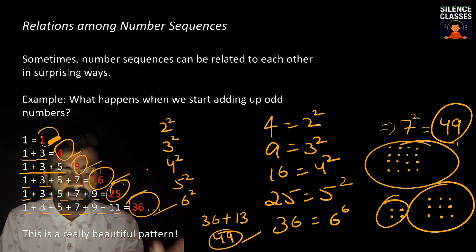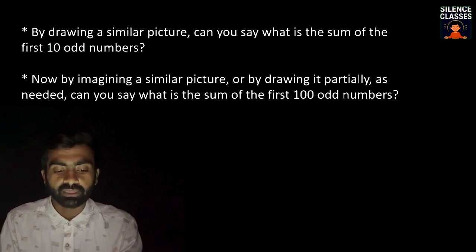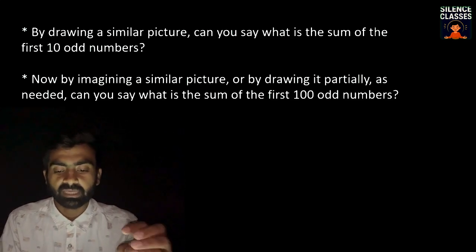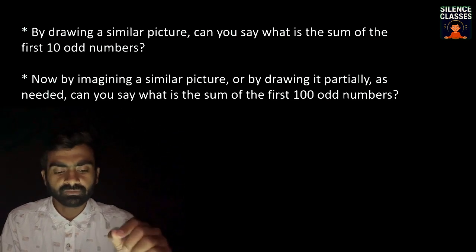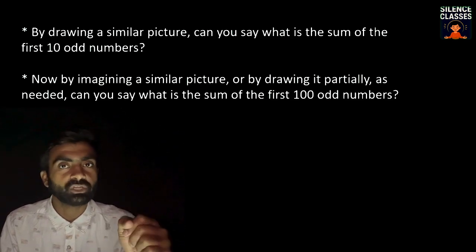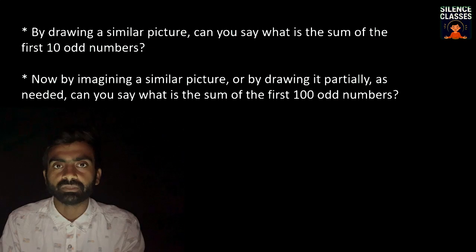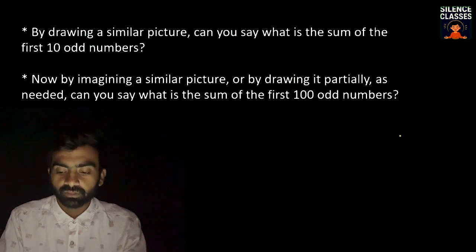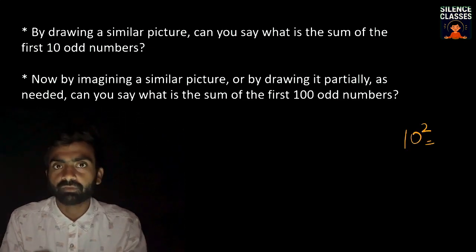Now let's move to the next part. By drawing a similar picture, can you say what is the sum of the first 10 odd numbers? I've already told you. The first 10 odd numbers means 10 square, because whatever number of numbers we add, we get the square of that particular number.